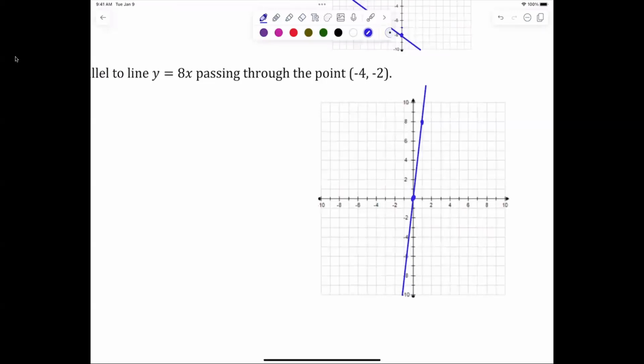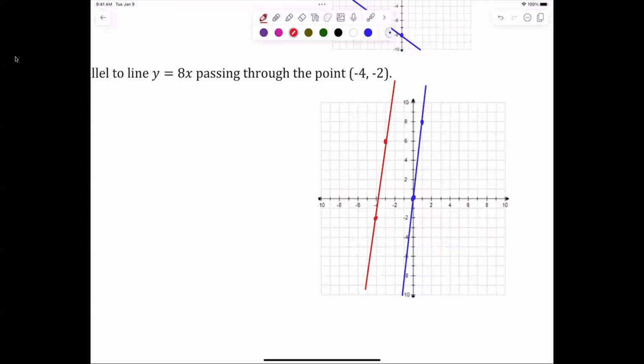Now, everybody find -4, -2. And from there, I go what? I could go down 8 because that would take me to -10. So if I go down 8 and over, oh, I'm sorry, I would go up 8. I was thinking it was negative. No, you're right. Go up 8 and over what? Up 8 and over 1. Thank you very much. And again, you should be able to recognize those are what? Parallel lines because they have the same slope.